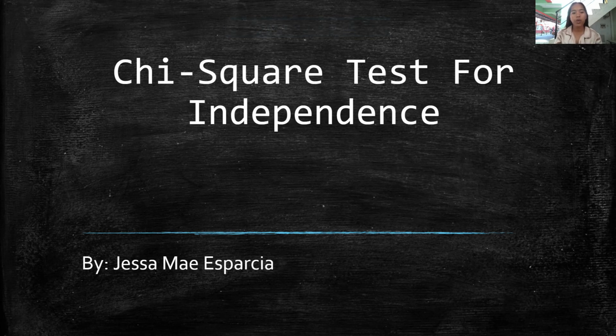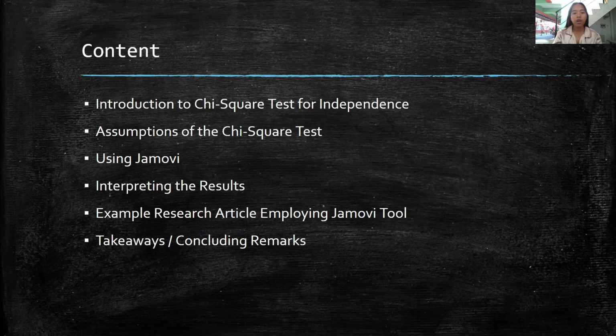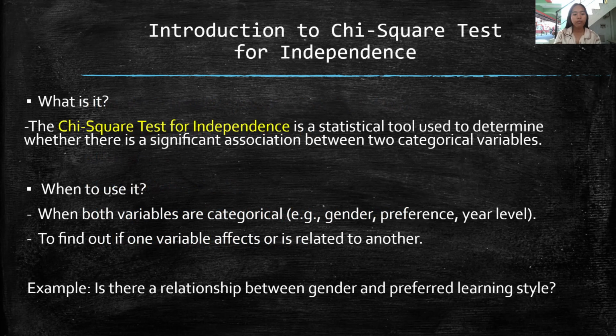Good day, everyone. So, what we're going to discuss today is the chi-square test for independence. These are the topics that we're going to discuss: the introduction to chi-square test for independence, the assumptions of the chi-square test, using Jamovi in chi-square test for independence, interpreting the results, an example research article employing the Jamovi tool, and of course, the takeaways of our discussion for today.